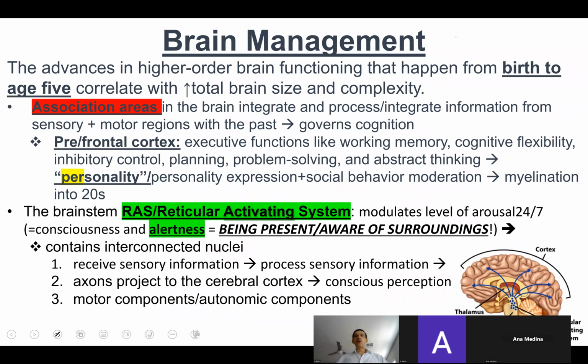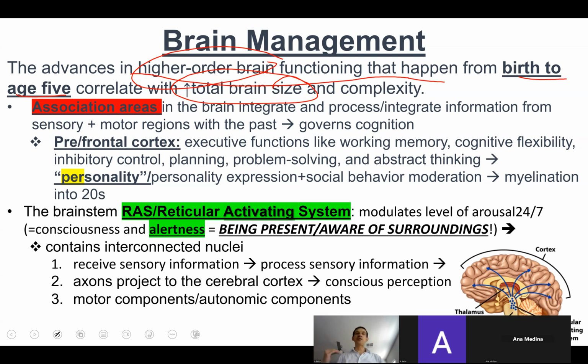All right, so obviously different areas of the brain receive a lot of information, but between birth and 5 years old, that's when the brain size increases by quite a margin. And also the complexity of connections increases a lot, okay? This happens because of higher order brain development. That's why around that age children suddenly start, you can teach them to read, et cetera, okay?